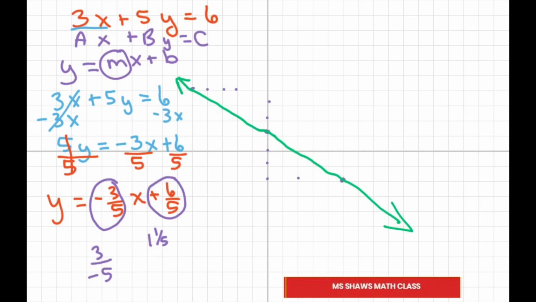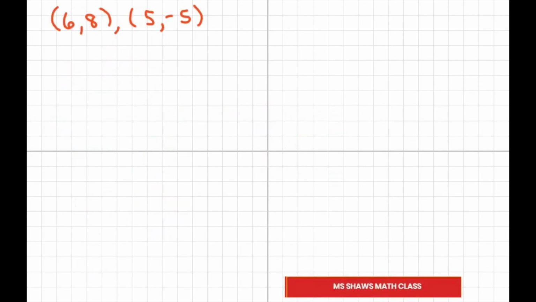This is a negative slope, so it's decreasing. It's like an airplane landing. Here's your y-intercept, which is 0, 6/5. And you can look at the slope as rise over run. Rise over run.